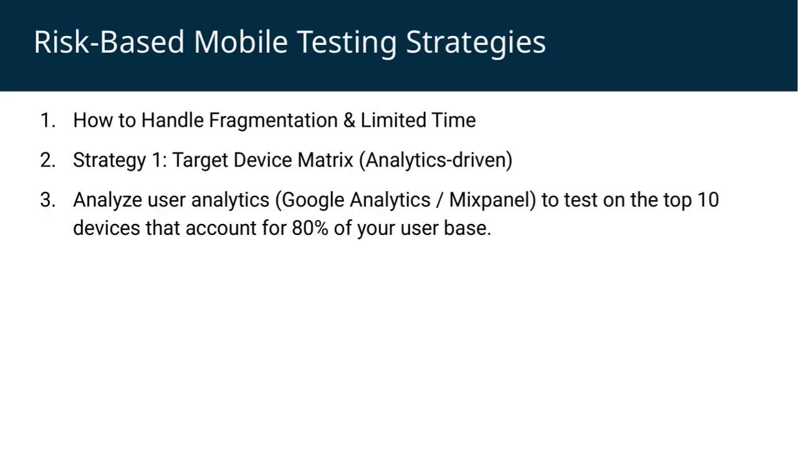When dealing with fragmentation and limited time, we need a smart approach. First, focus on a target device matrix. Use analytics tools like Google Analytics or Mixpanel to identify the top 10 devices your users rely on, those that make up 80% of your audience. By prioritizing these, we can test where it matters most. This risk-based mobile testing strategy helps us use our time efficiently, ensuring the biggest impact without spreading ourselves too thin.